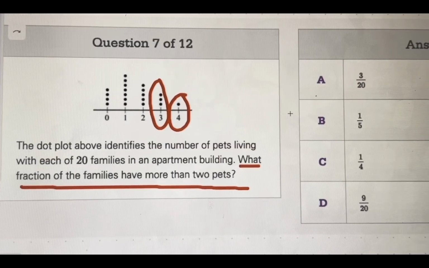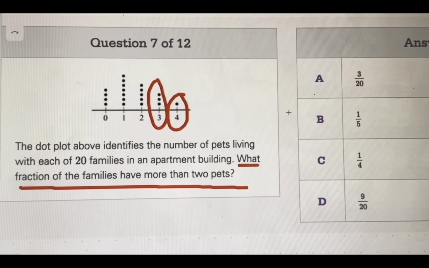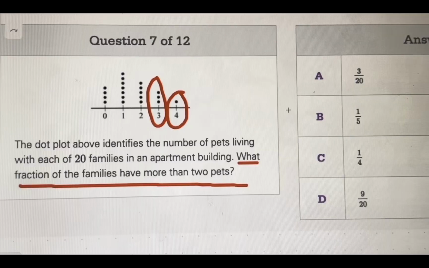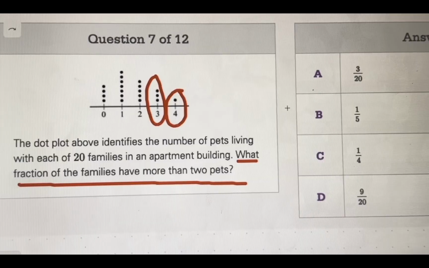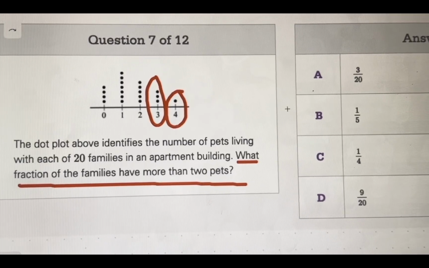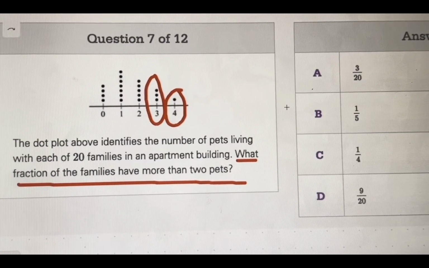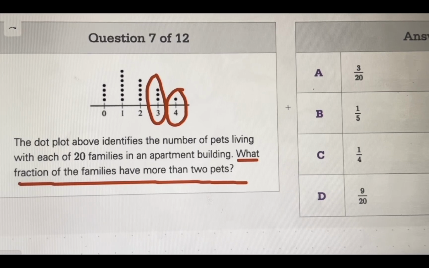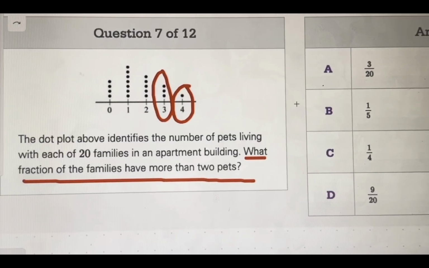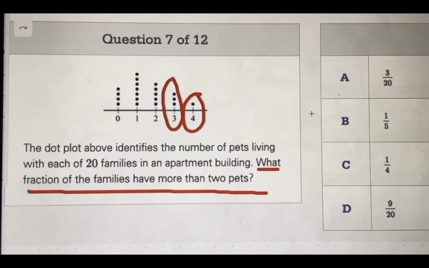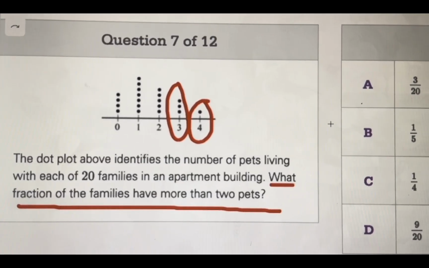The 3 plus 1? Yeah, it's just 3 plus 1. So we've got 4 of the families that have more than 2 pets. In fact, it's 4 out of the 20 families that have more than 2 pets. Now that's a number. When I said 4 out of 20, that's a number. In fact, that's a fraction.